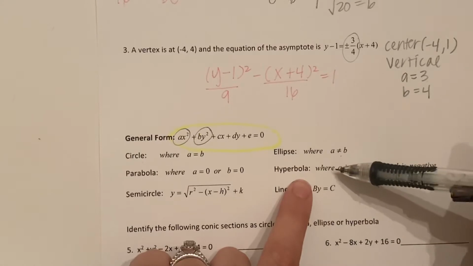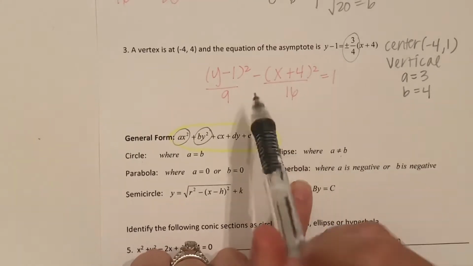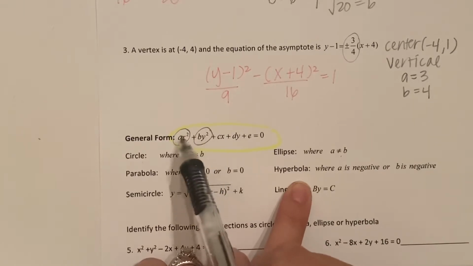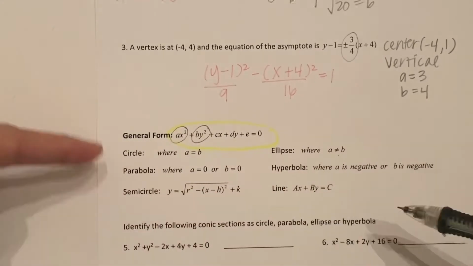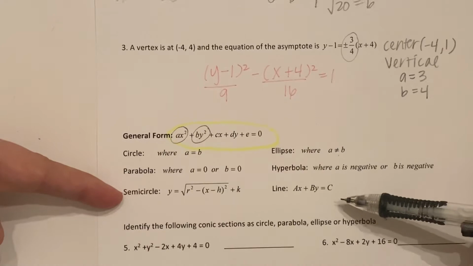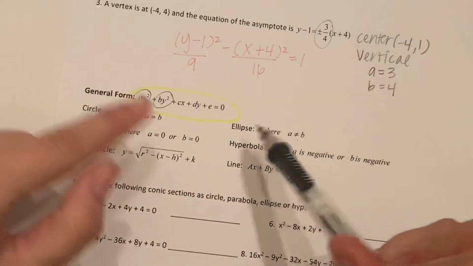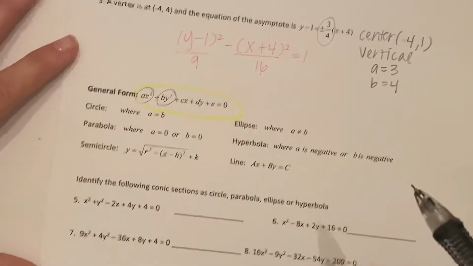It'll be a hyperbola if one of them is negative, because hyperbola has this minus sign, so we need a minus sign within one of these. I did give you what a semicircle and a line looks like, but those are not going to be our conic sections, so we're not really going to look at those. We'll stick with these 4 right here.